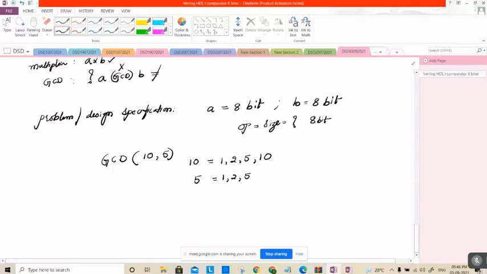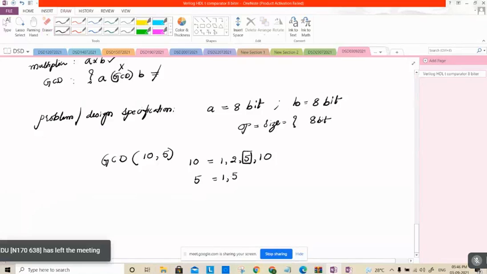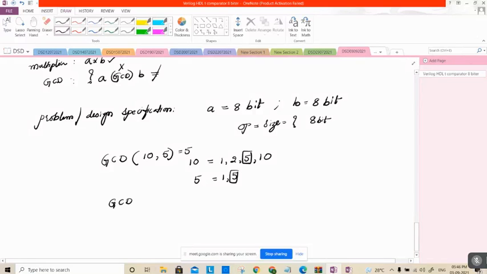2 will not be there. 1 and 5 are the factors for 5. In this, the highest common factor, the greatest common divisor, is 5, and hence the answer is 5.